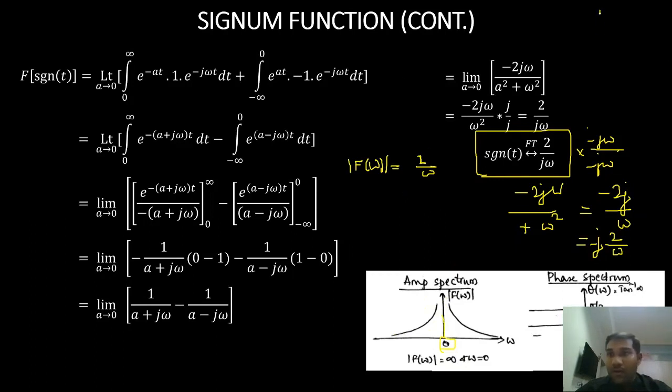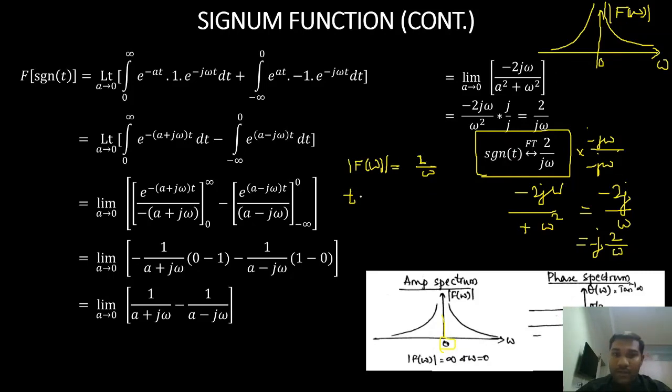So this is how I will draw. As omega increases, my amplitude decreases, right? As omega moves away from the origin, my amplitude decreases. At origin, it goes to infinity. So it goes something like this. It keeps on going higher and higher, right? That is how I will draw my amplitude spectrum. So this is my omega, and in this direction I have magnitude f of omega. Now similarly I'll look at the phase spectrum.